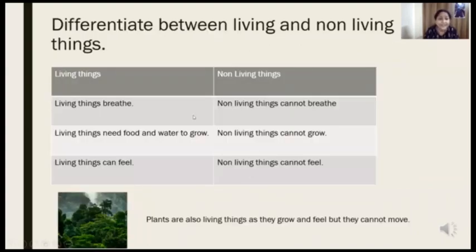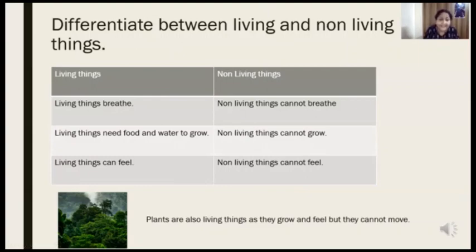Now, differentiate between living and non-living things. What are the differences between living and non-living things? First one, living things breathe. Non-living things cannot breathe. Living things need food and water to grow. But non-living things cannot grow, so they don't need food and water.